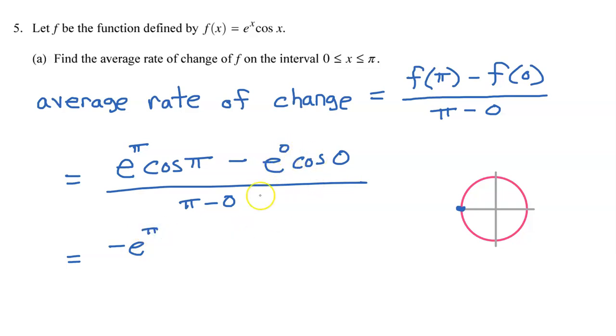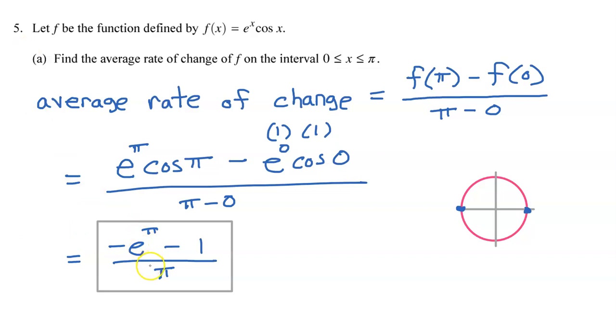E to the 0 power, like any constant to the 0 power, is 1. But cosine of 0, which would be right here, is 1 because that is the x value. So this is basically 1 times 1, so I'm just going to put 1. Pi minus 0 is pi. So that's it. This is the expression for the average rate of change on the interval from 0 to pi.